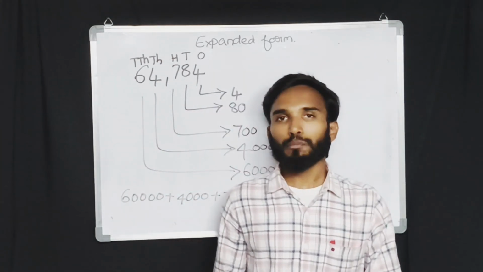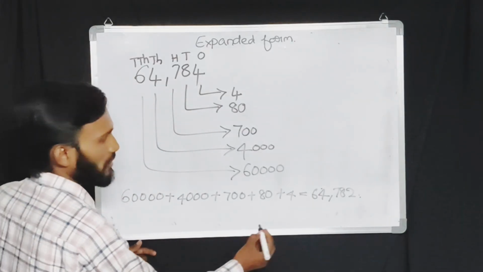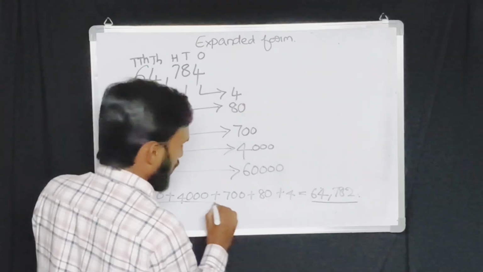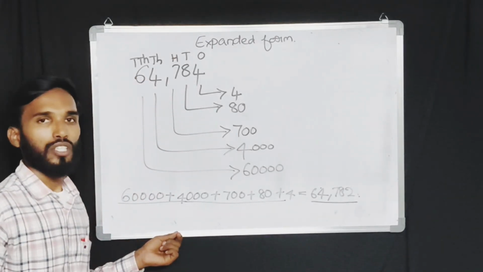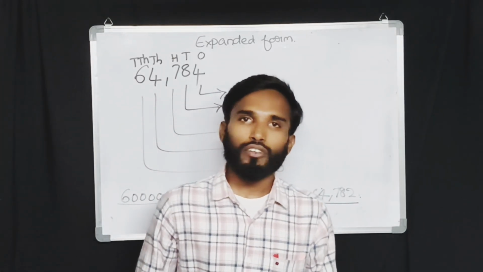So this is expanded form. What is standard form? Standard form is nothing but this number. And expanded form is nothing but this number. So this is how we have to write the expanded and standard form of such numbers.